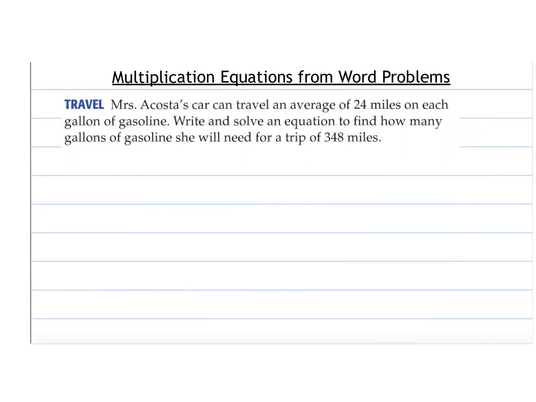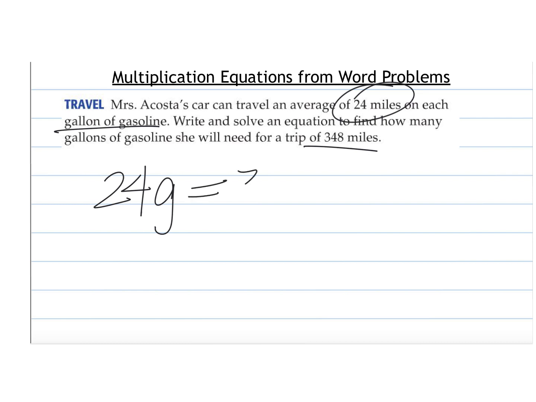Couple word problems. Mrs. Acosta's car can travel an average of 24 miles on each gallon of gas. Write and solve an equation to find how many gallons of gas she will need for a trip of 348 miles. So for every gallon of gas, she can go 24 miles. So 24 miles per gallon. And she's going 348 total miles. So we're going to solve for G.